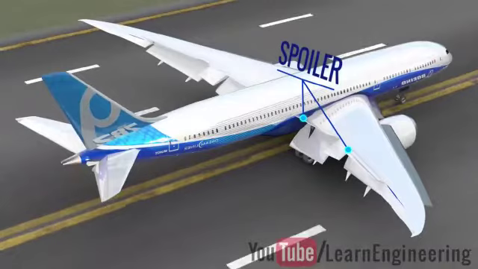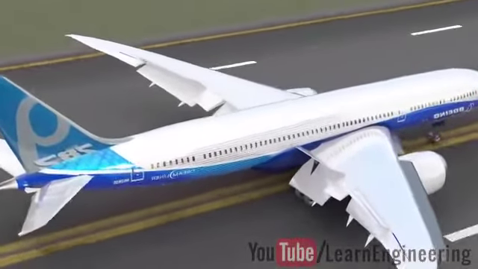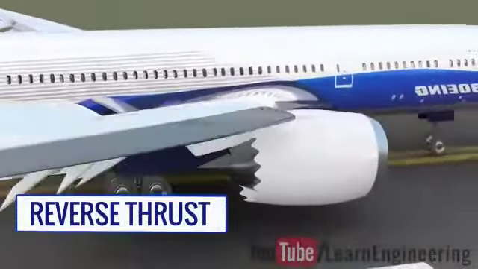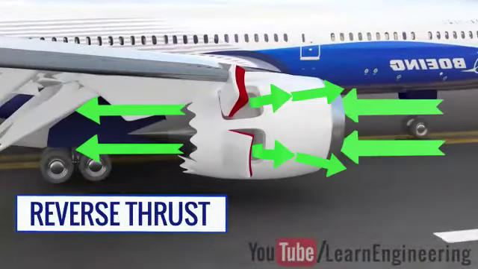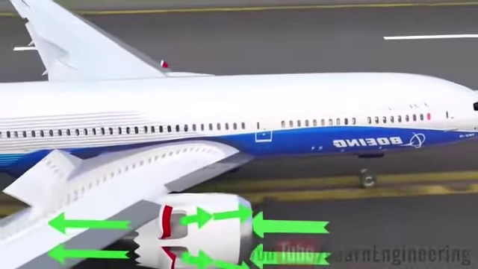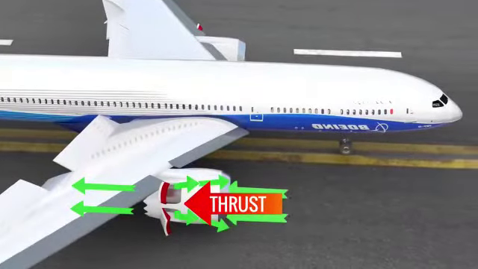The pilots use one more trick here to reduce the stopping distance, which is reverse thrust. Here, the engine covers open wide, and the air which was supposed to go backwards is forcefully directed forwards. This will obviously generate reverse thrust and will make the stopping of the airplane easier.